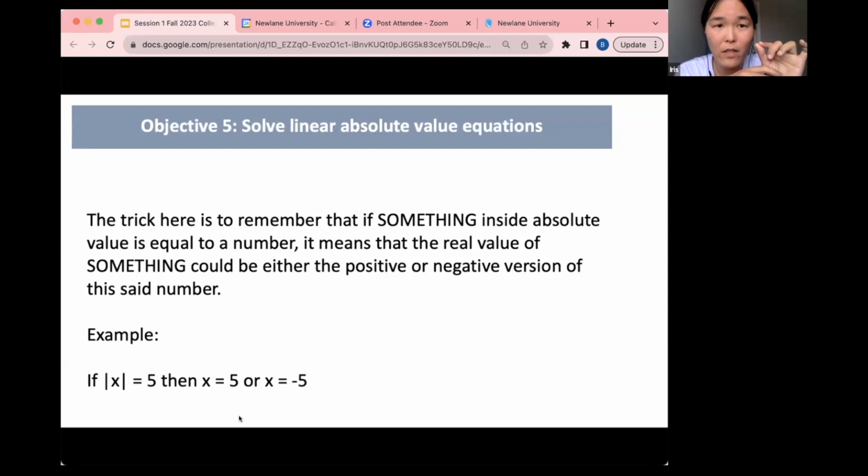Remember that the absolute value turns everything that's in it into a non-negative number, right? It will remove the negative sign for you. That's what the function does. So if the absolute value of x equals 5, you have to remember that x could be 5, but x could also be negative 5.